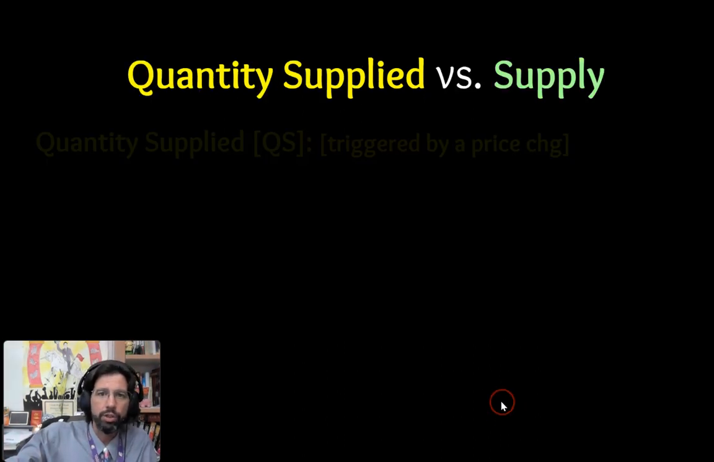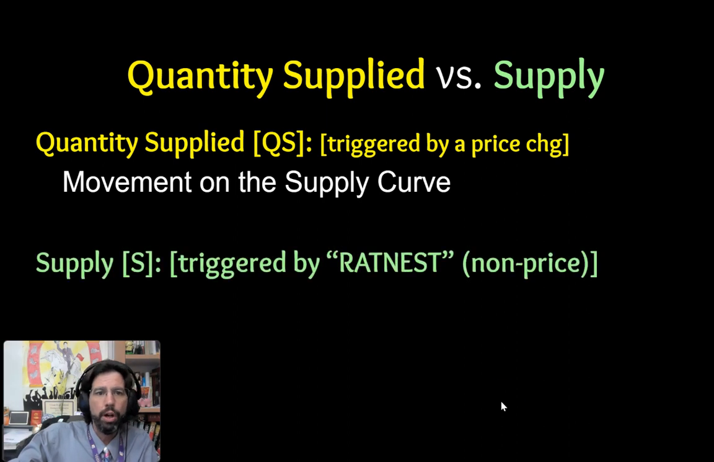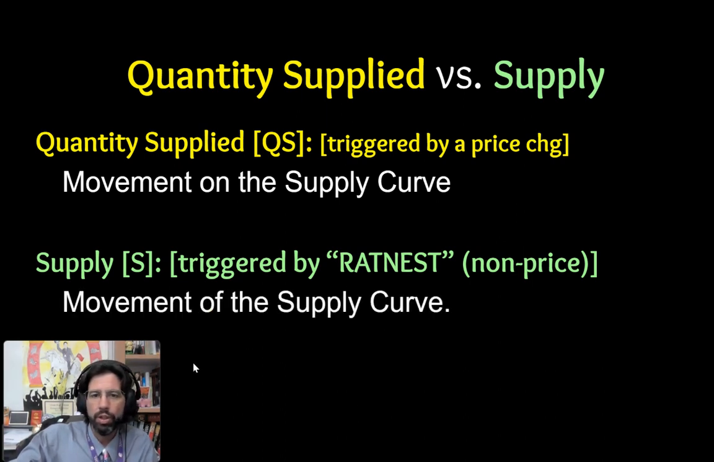Now we're going to focus not on price changes, but on a change in supply. Notice not quantity supplied, it's a change in supply. So it doesn't even matter what the price is. The fact is that there is more of that good or service available because of a non price factor. And when we're dealing with this, we deal with RATNES. That is the acronym we're going to use here.